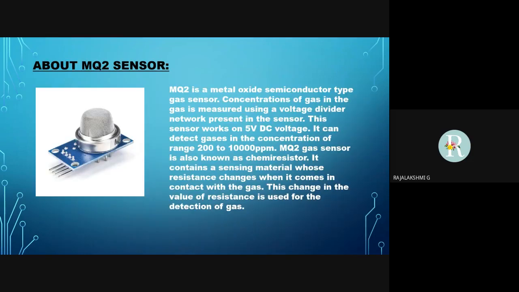Let us know more about MQ2 sensor. MQ2 gas sensor is also known as chemiresistor. MQ2 is a metal oxide semiconductor type gas sensor. We have a voltage divider network which measures the concentrations of gas here. This sensor works on a 5-volt DC voltage and it can detect gases from 200 to 10,000 parts per million concentration. Now, how this works is when the sensor comes in contact with a gas or a smoke, the sensing material present in it automatically changes the value of the resistance and hence it detects the gas or smoke. Over to Netra.